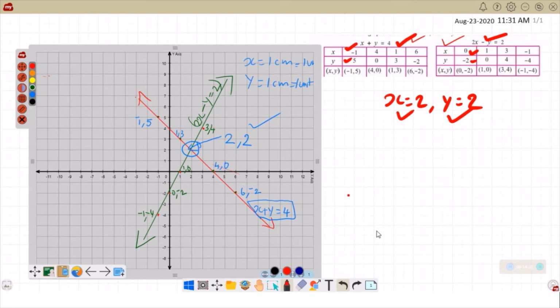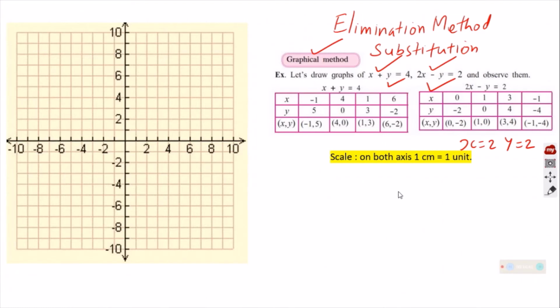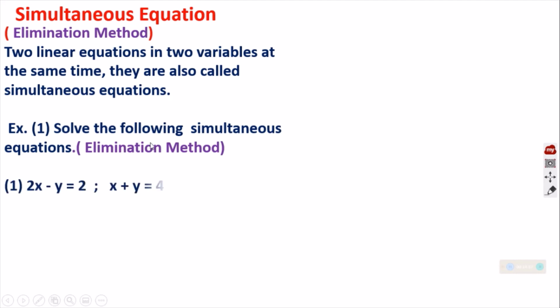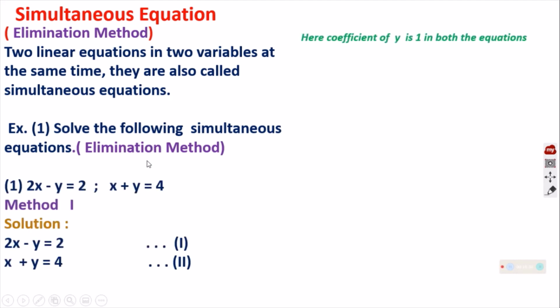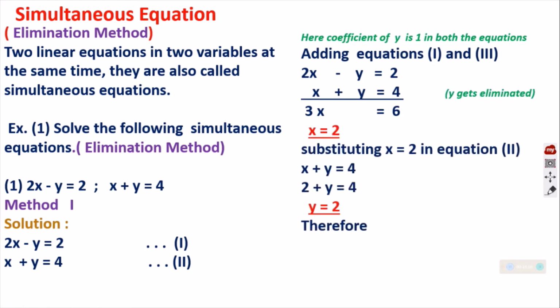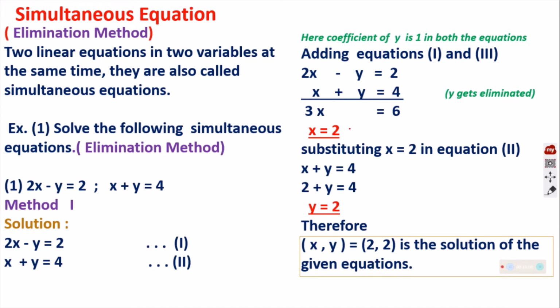Now let us go back to our previous page. This one we represented and we got the same answer here again, which means we are right. This one is 1 centimeter is equal to 1 unit. This is what we did earlier. In the elimination method we took this same sum. I am going quickly. In your last video we did the elimination method, method 1, and you got the answer x is equal to 2 and y is equal to 2. This was explained well in the last video.